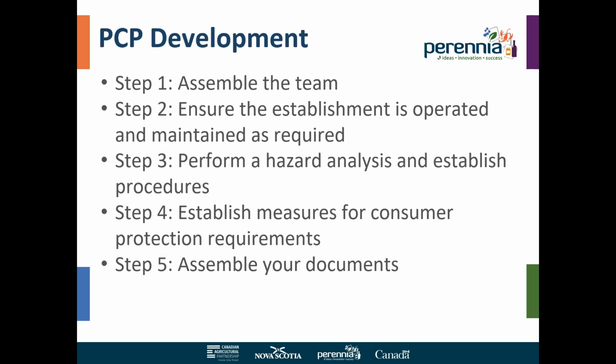So how do you develop a preventive control plan? The first step is you assemble the team. Step 2, ensure the establishment is operated and maintained as required. So remember, we talked about section 49, it's the responsibility of the operator. Well, the operator has to ensure that the establishment is maintained as required. Step 3, perform a hazard analysis and establish procedures.